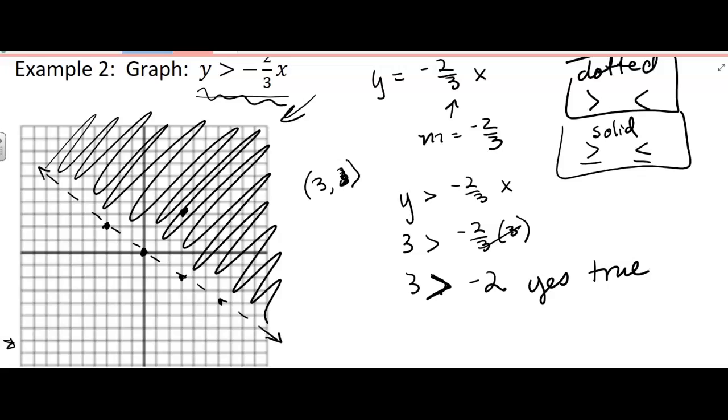Okay, so we shade that in. Okay. And that's how you graph these. They're not too bad. It just takes a little while, of course, to get used to them. You graph the line, decide if it's solid or dotted, put a test point. If it works, you shade that side. If it doesn't work, you shade the other side.